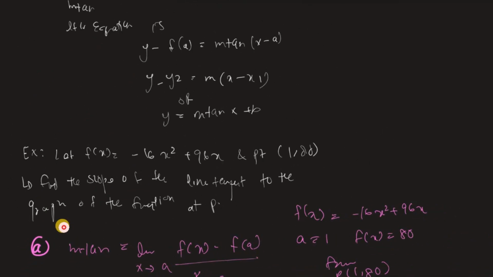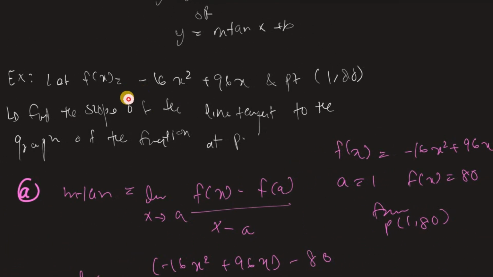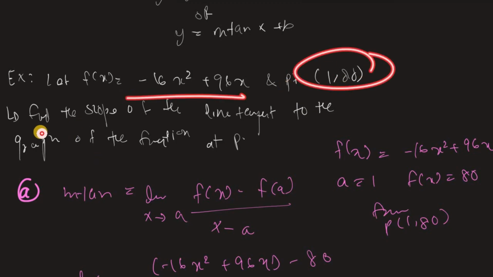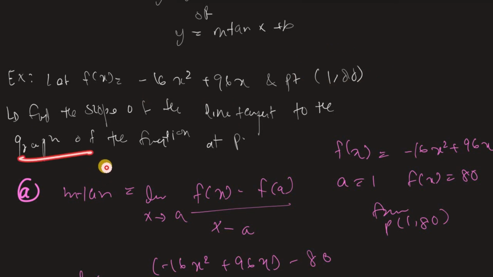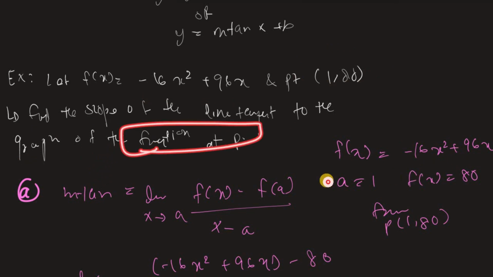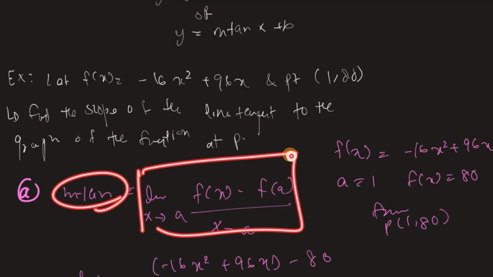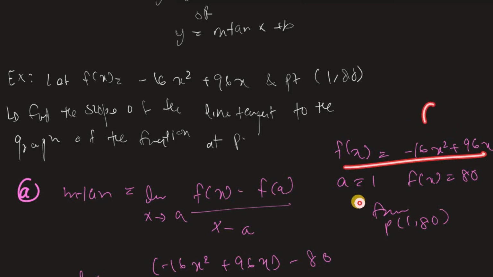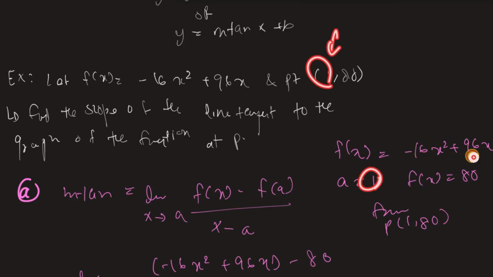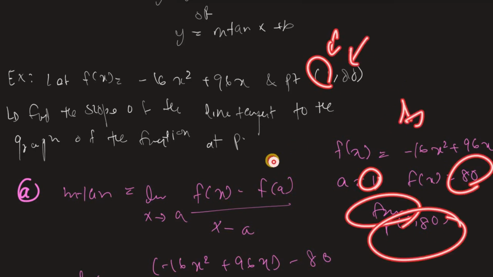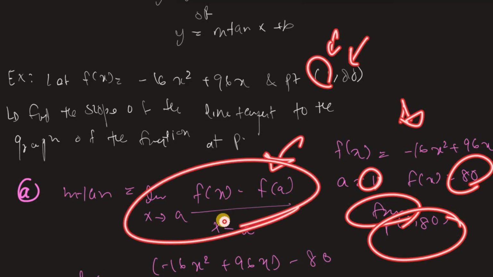So let's go ahead and solve a problem. We have this function given over here, and we have a point. We are asked to find the slope of the tangent line to the graph of the function at P. We have this formula to find the slope of the tangent line. Here a equals 1, and f of a equals 80.